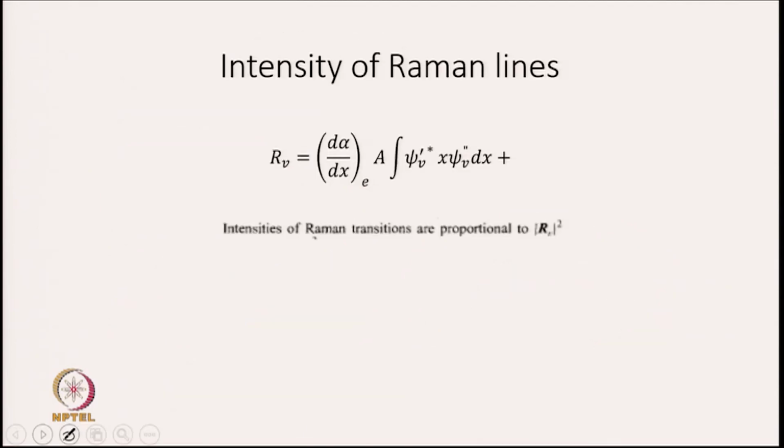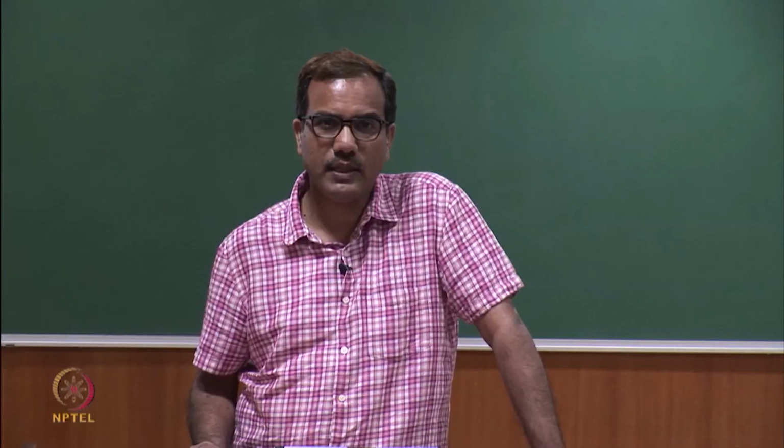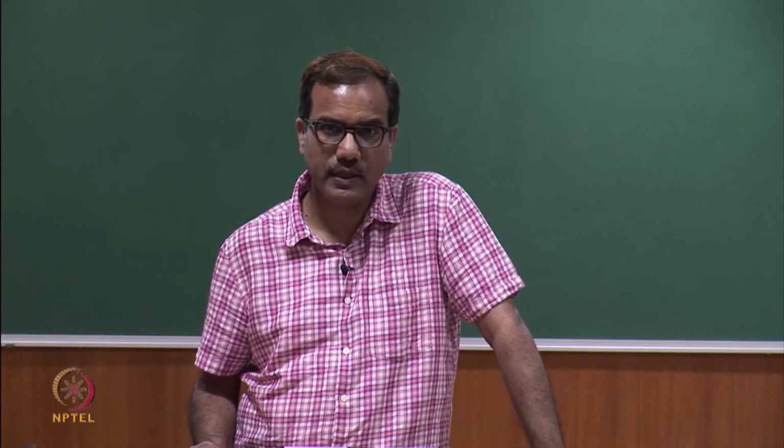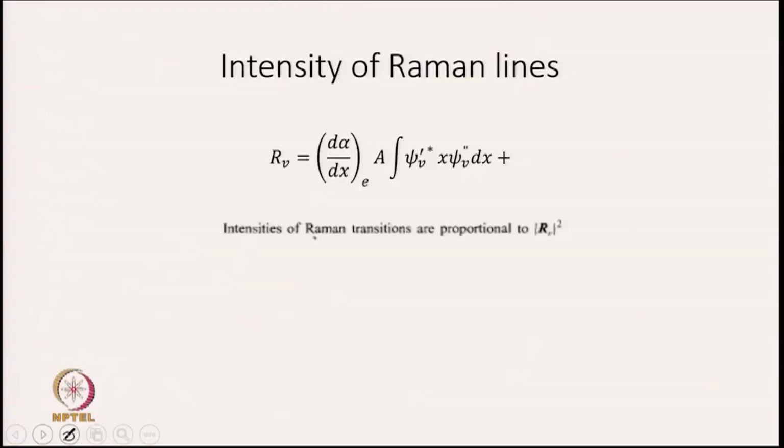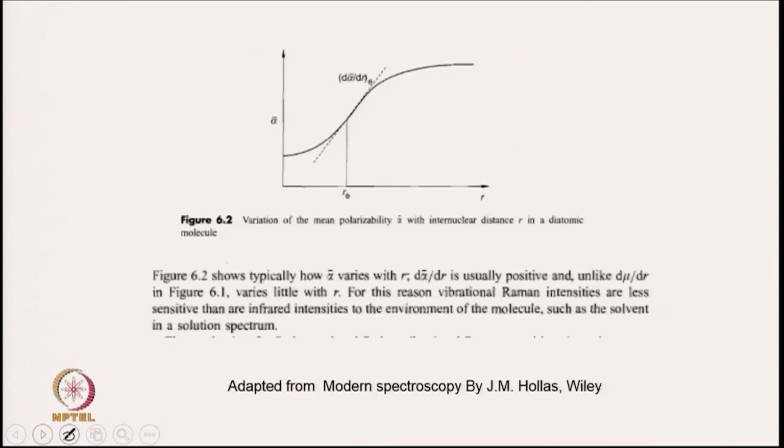We can also know the intensity of a Raman line, and we just calculated the vibrational Raman transition moment, and that is given by this equation. Intensity is proportional to RV square, and so by looking at how RV changes, we can tell about the intensity of Raman lines.